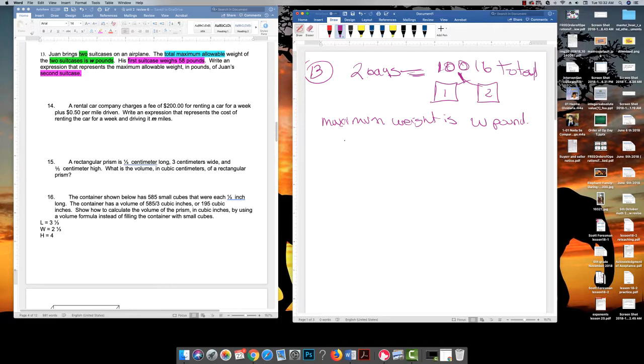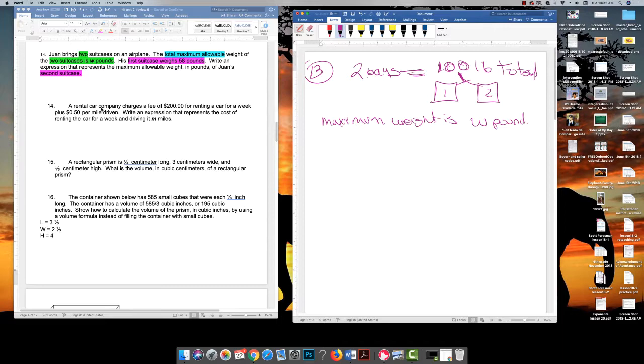Okay, so for problem number 13, Juan brings 2 suitcases on an airplane. The total maximum allowable weight of the 2 suitcases is W pounds. His first suitcase weighed 58 pounds. Write an expression that represents the maximum allowable weight in pounds of Juan's second suitcase. So we already did the problem here.